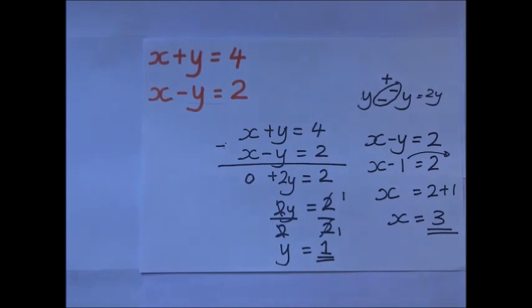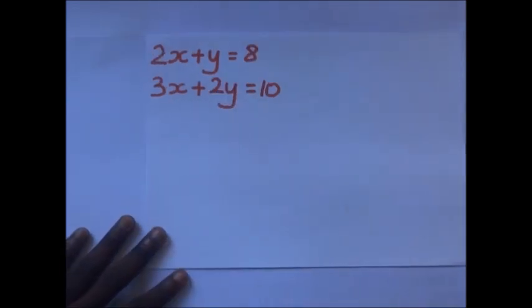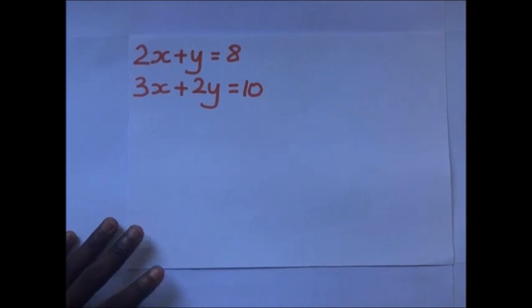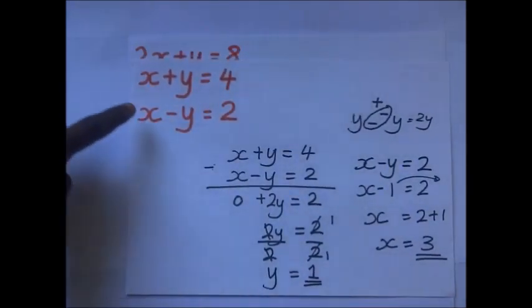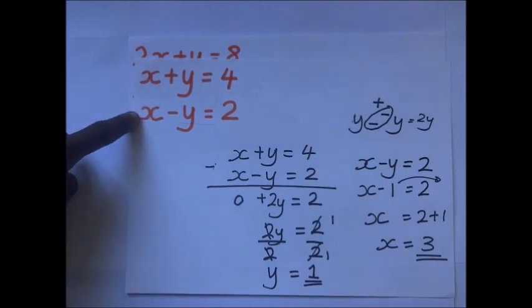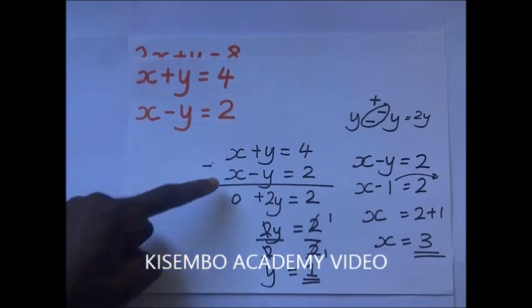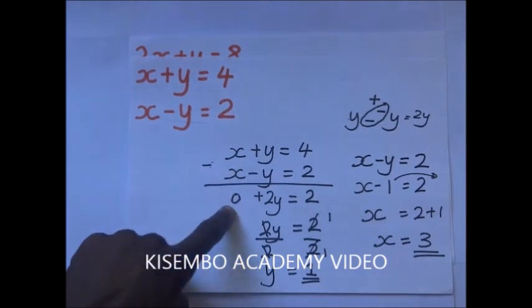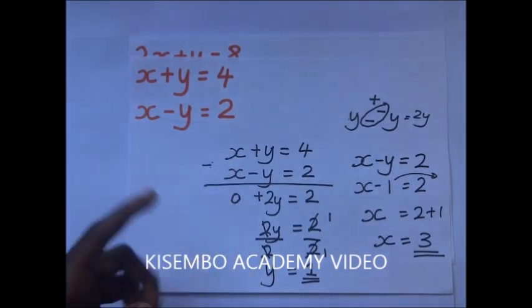Let's do another example. This is our other example, just like in our previous video. We are seeking to eliminate. Now remember, in our previous example, you realize that the coefficient of x here was 1, the coefficient of x here was 1. So it was just easy, you just subtract and you get 0. And you get the answer.